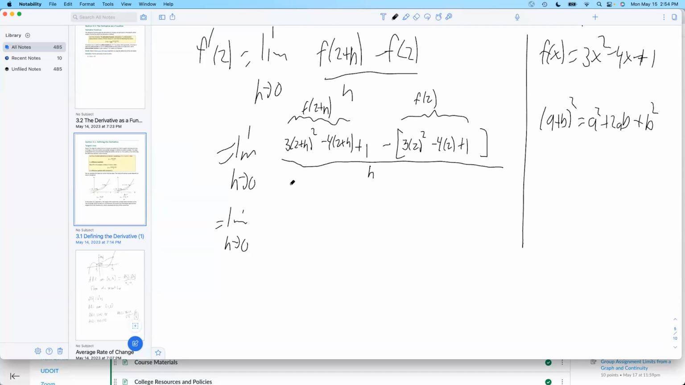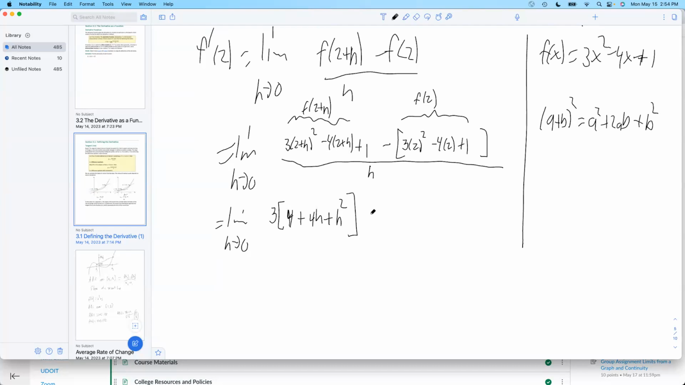So PEMDAS, I have to follow order of operations. That 3's got to hang out for a minute. And I have to square this guy. So that's going to be the first one squared, 4. Then multiply them together and double it. So 2 times h times 2, so 4h. And then square the second one. If that had been a minus there, we would have a minus here, but it's not.